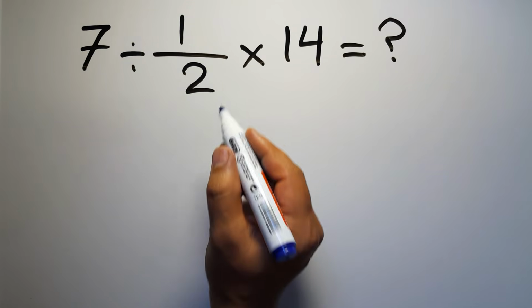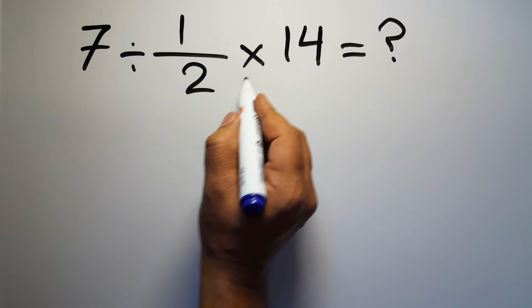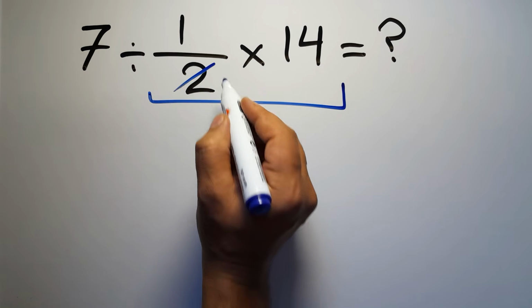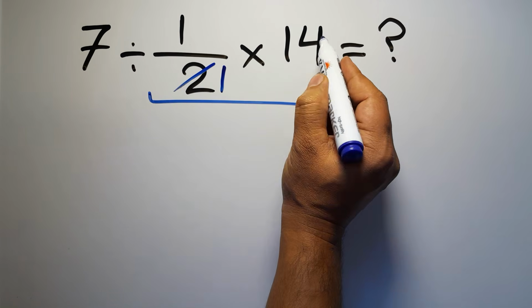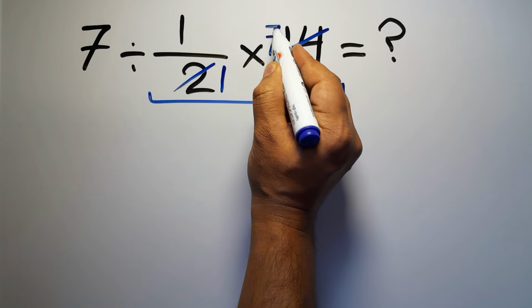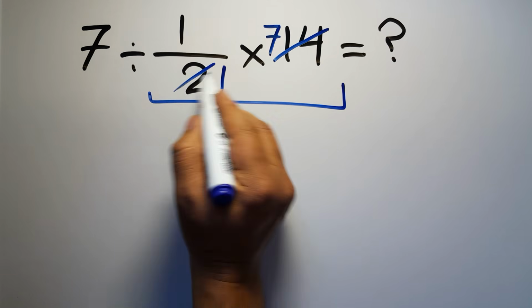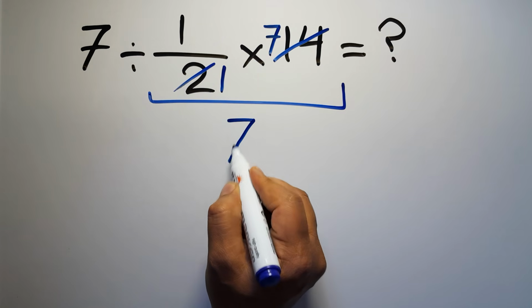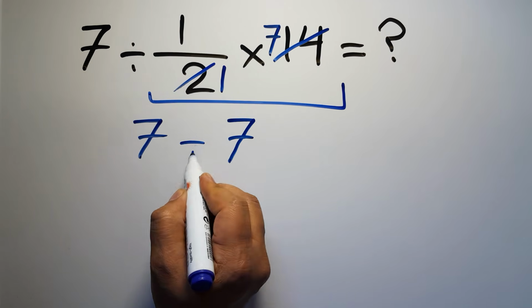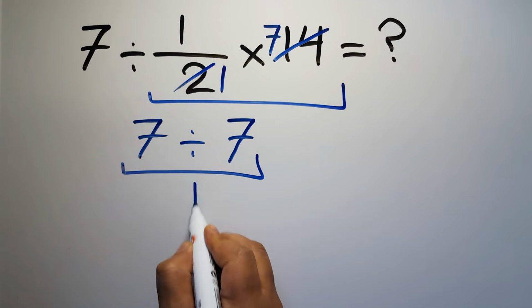First we do this multiplication. 1 over 2 times 14. 2 divided by 2 equals 1. And 14 divided by 2 equals 7. So here we have just 7. And 7 divided by 7 is just 1.